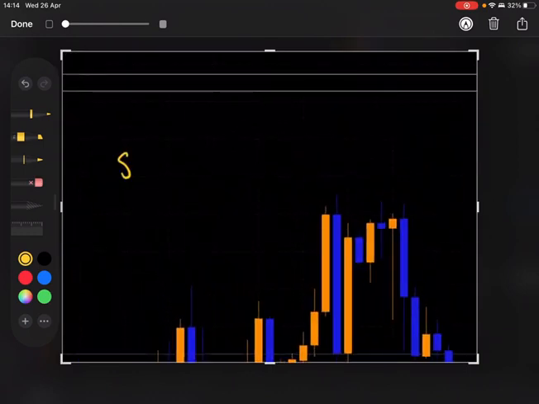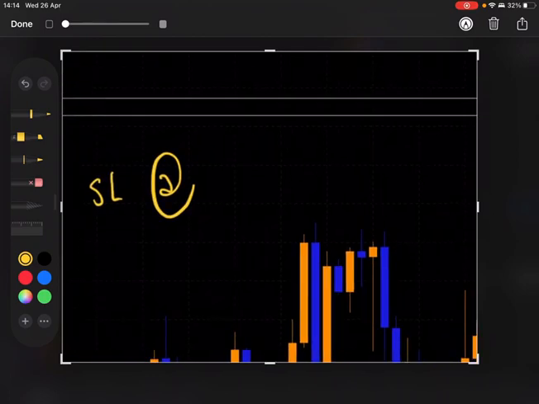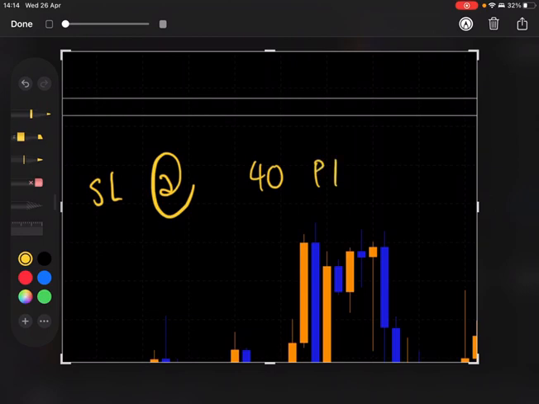After entering, please make sure you set your SLs, all right? These are to help manage your losses as well as manage your risk for your account. So SLs, I usually say 40 pips from entry.